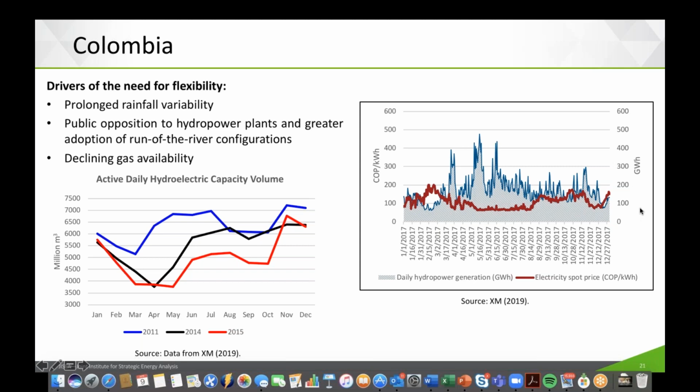On the right-hand side, you can see how the electricity spot prices were impacted during the period with lower hydropower generation. So this is a big issue that XM, which is the electricity market operator in Colombia, is trying to find new ways to avoid these spikes in prices during these periods with lower hydropower generation. Next slide.